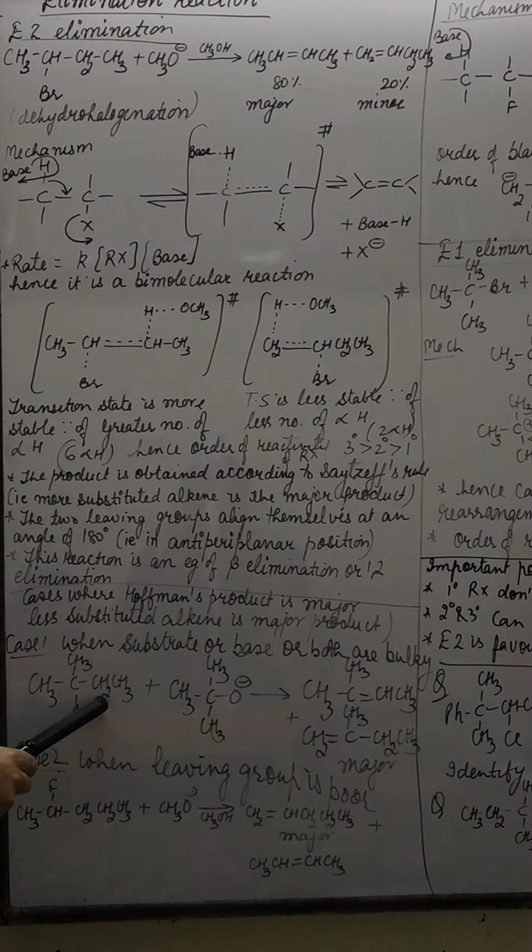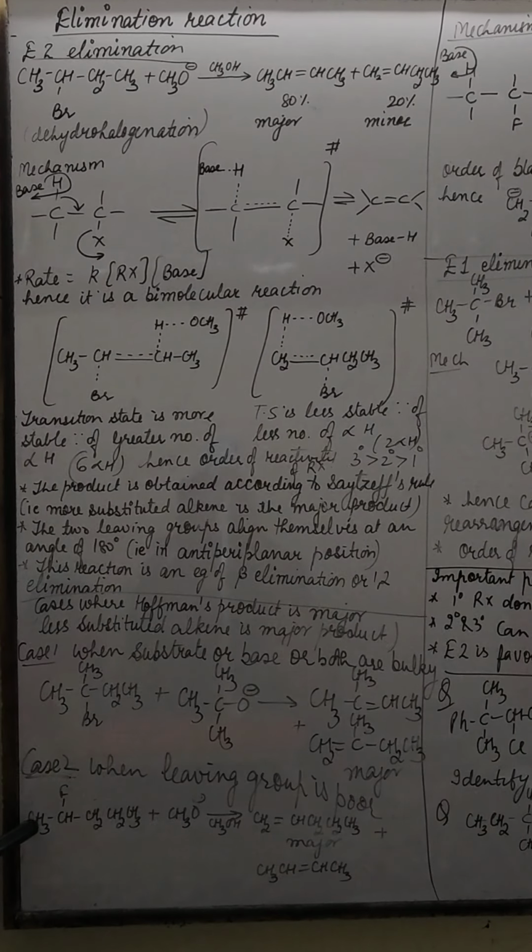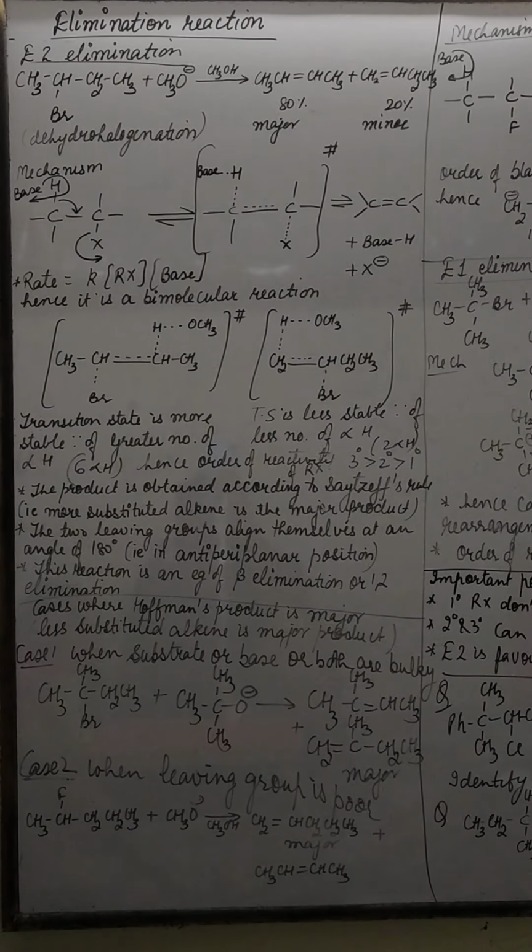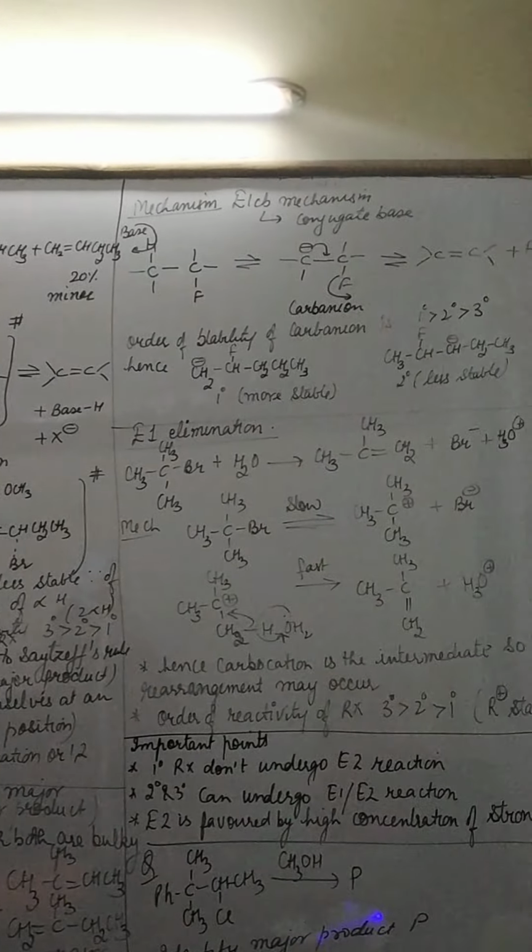Another case that is very important is if our leaving group is poor. Here our leaving group is a halide ion, and fluoride is a poor leaving group. So as we can see here, this fluoride is a poor leaving group. So here the mechanism followed is absolutely different, and this base will abstract the proton from the less crowded carbon. Let's see why the base abstracts the proton from the less crowded carbon.